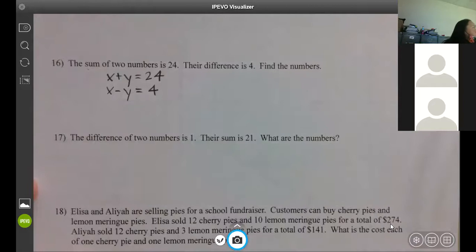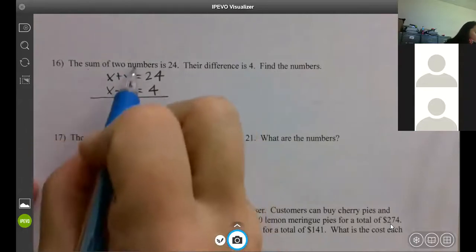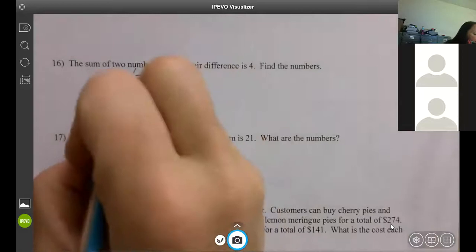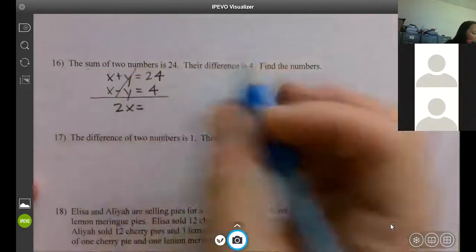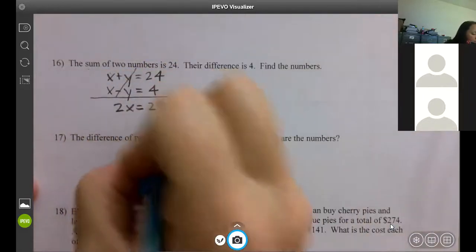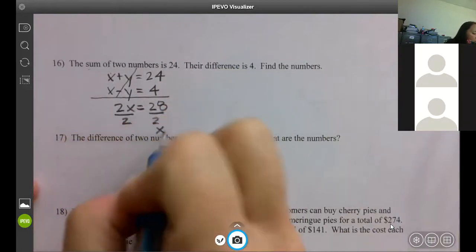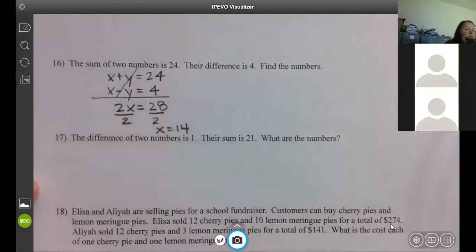I'm going to show you by hand, and then the bigger ones we'll set up on Desmos so you can see some of those, okay? Our y's will cancel out. We have x plus x and 24 plus 4. We solve it by dividing by 2, and we do get x is 14.